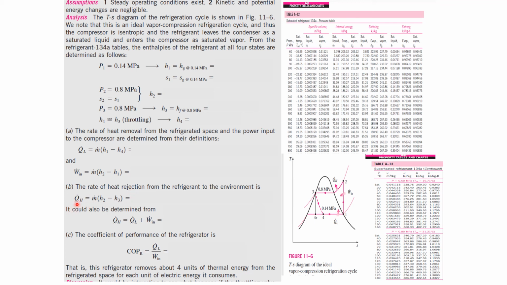Now the interesting thing here is QH has got two formulas. You can either find your QH based on m dot (H2 minus H3), or you can also find QH based on the energy law, where it should be equal to your QL plus W in. So this is the conservation of energy, right? So that will give you the same answer.